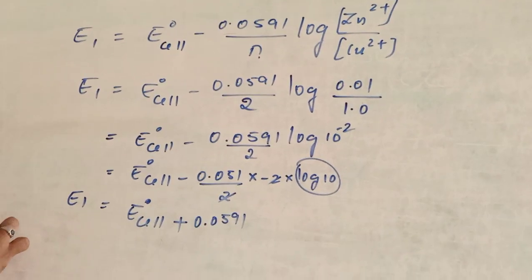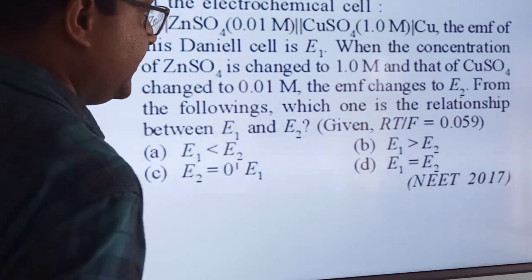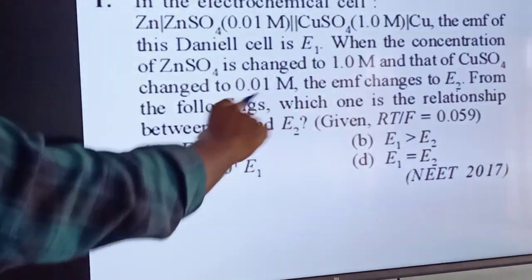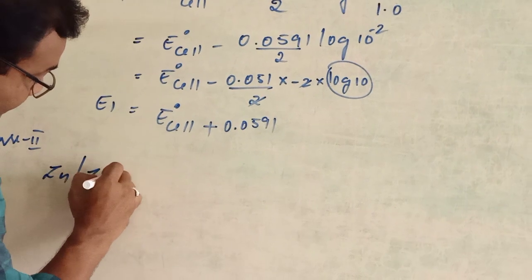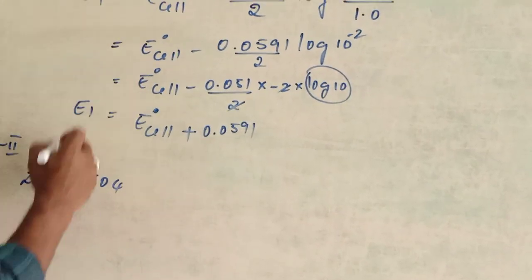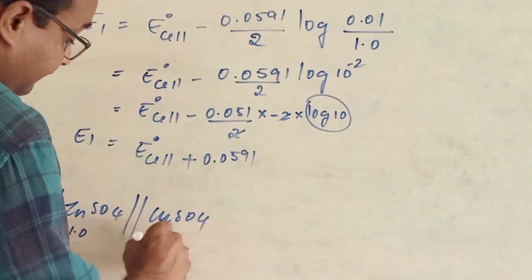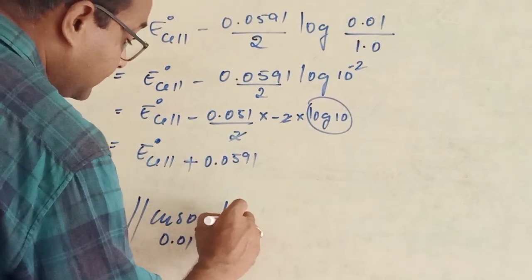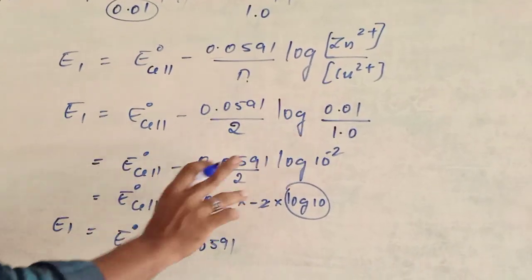In case 2, it is given for the same cell. When the concentration of zinc 2 plus changes to 1.0 molar and that of copper sulfate changes to 0.01 molar, that is called E2. I will write the same thing here. Zinc sulfate whose concentration is now 1.0 and copper sulfate is 0.01 molar, then copper. For this, everything is the same, only this concentration changes, that's it.